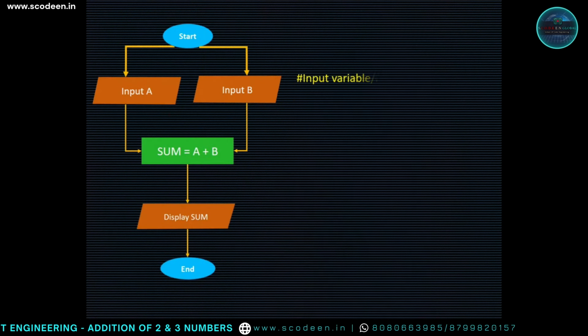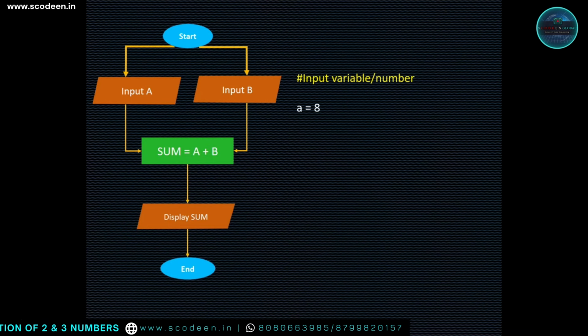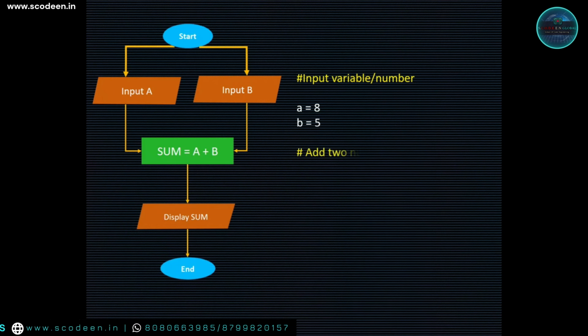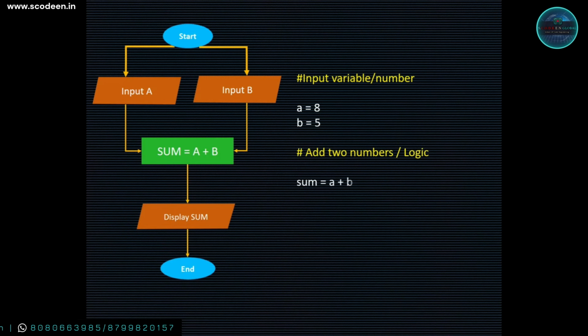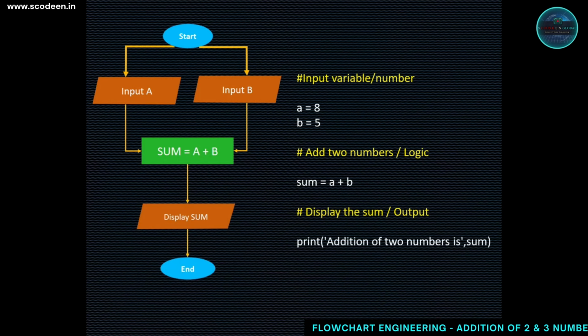Let's try to understand how you are going to write the program by analyzing the flowchart. So here A is equal to 8, B is equal to 5, then sum is equal to A plus B, and finally we are going to show the result. This is written in Python script. Any program you can follow, the logic will be same.